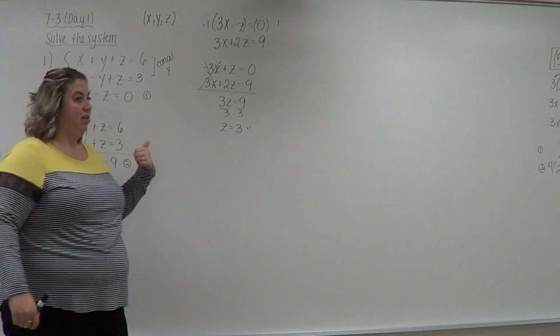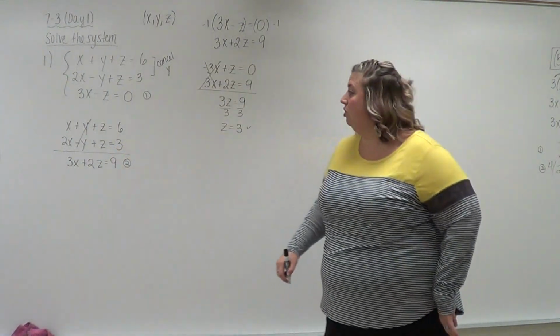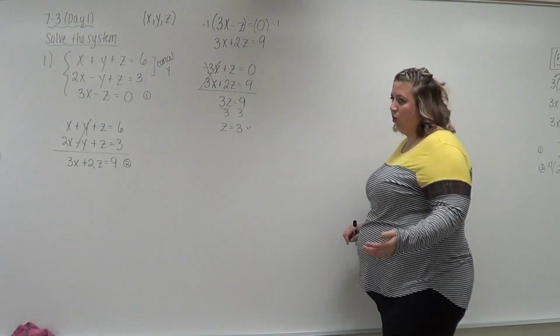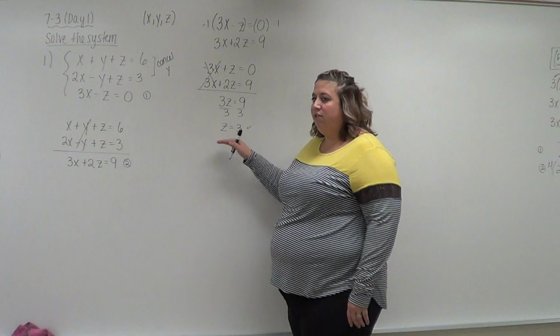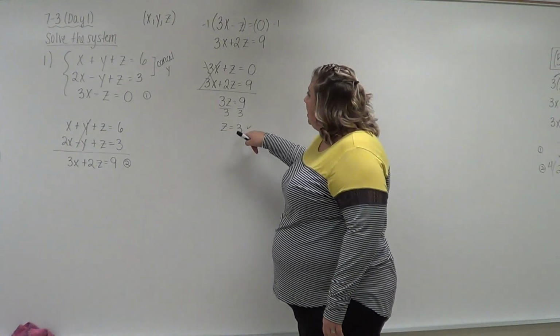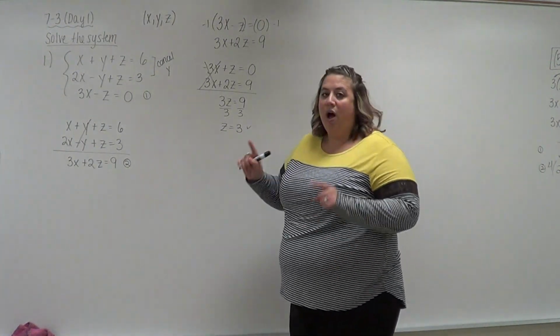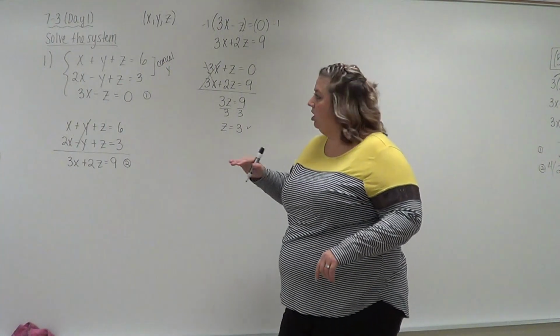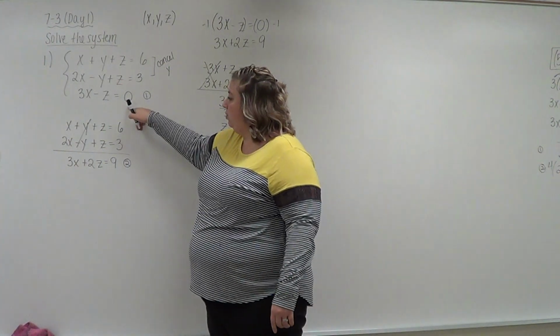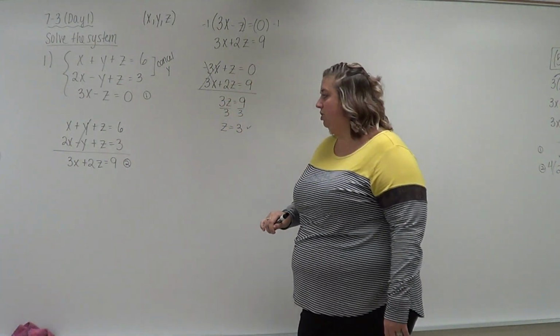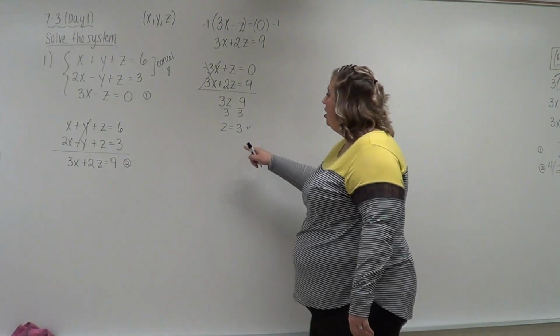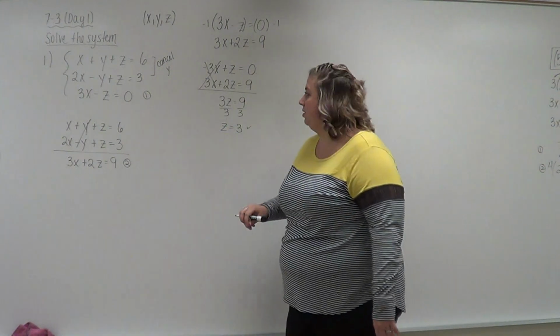I've now solved one of the variables. I still have to find the x and the y. Finding the first one is the hardest though, it takes the most work. After you find the first one, take this answer and plug it into one of the two that have two variables. I could use 3x minus z equals 0 or 3x plus 2z equals 9. I'm just going to go with this one since it's simpler.